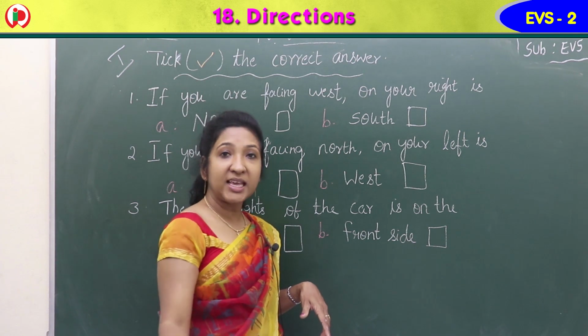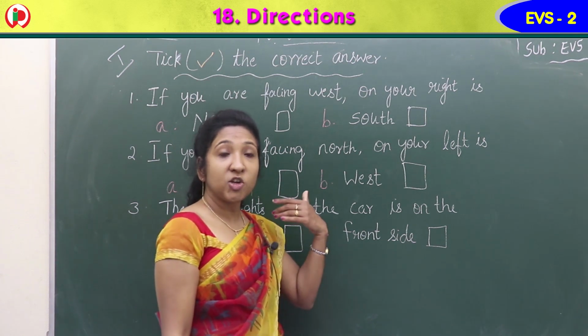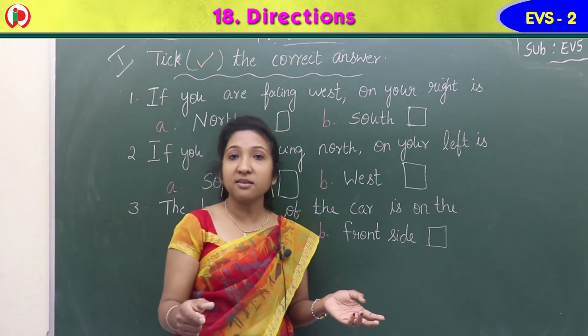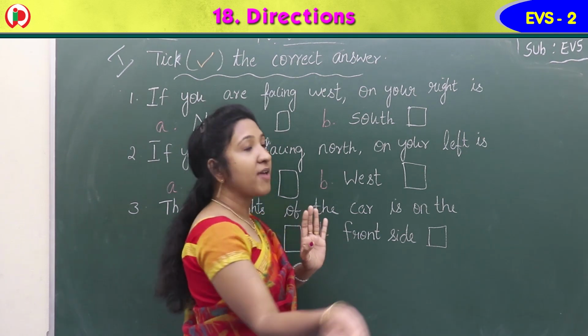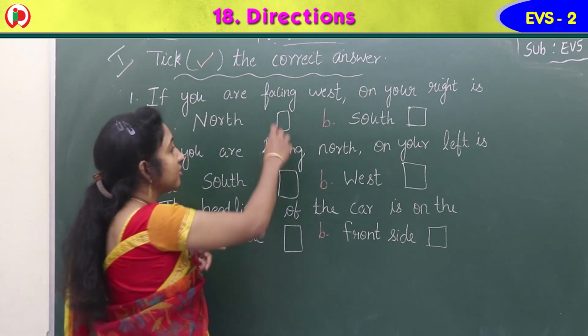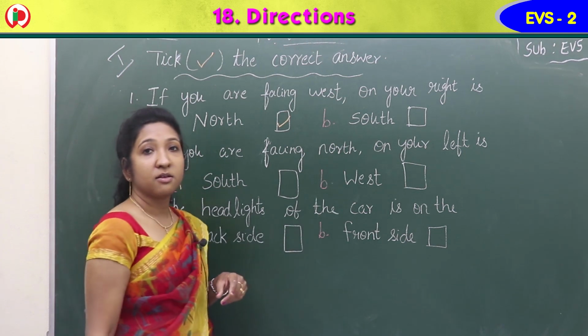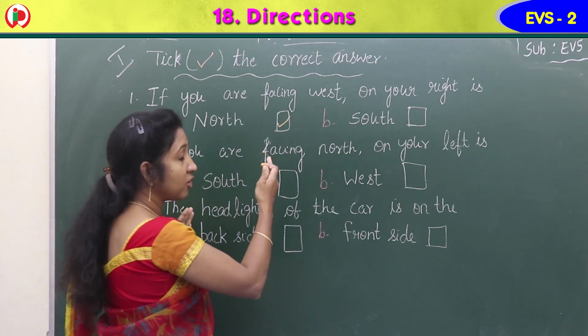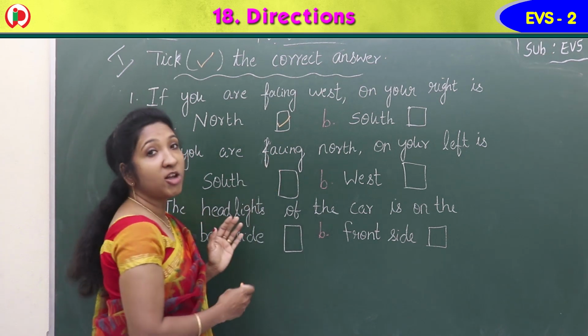When you are facing east, your right side is what? When you are facing east, right side is south. So when you are facing west, your right side will be north. So put a tick here, north, because you are facing west. So right side will be the north side.